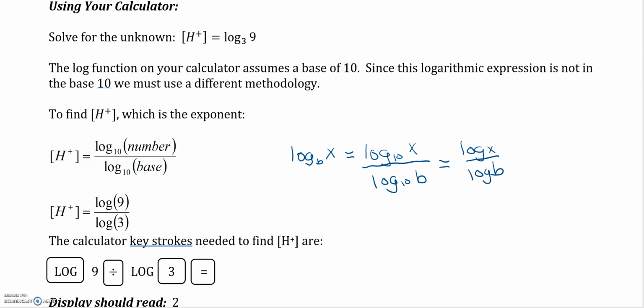In this particular example, because we have the log of base 3 of 9, we can evaluate it using log of 9 divided by log of our base, which is 3, and that is equal to 2. So on your calculator, we need to use the log button twice. You're going to use log of 9 divided by log of 3 is equal to, and you'll find that the value is equal to 2.